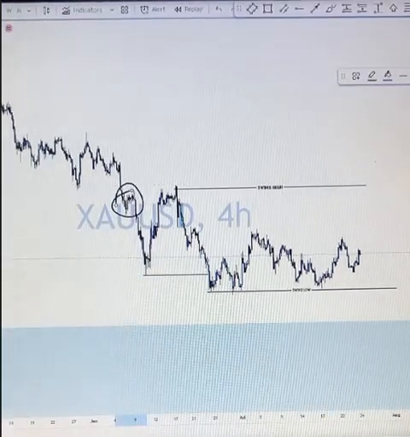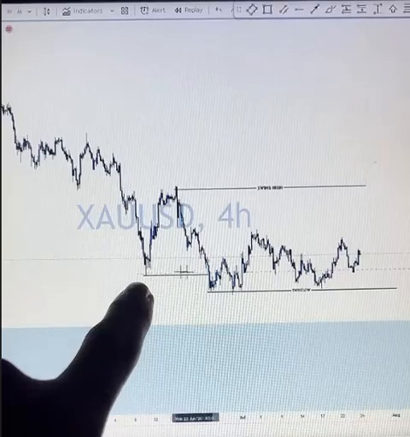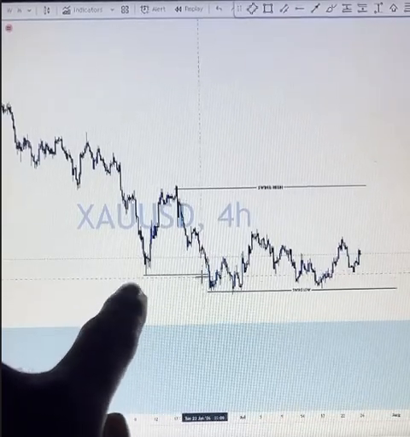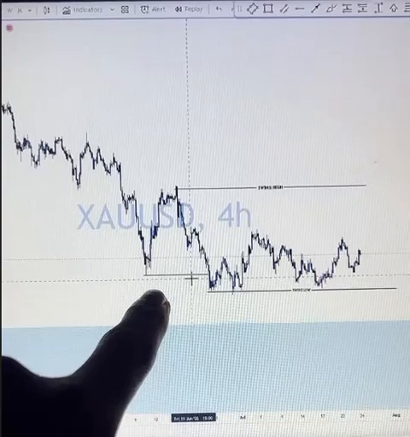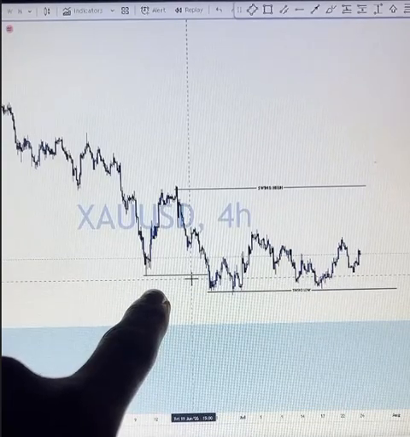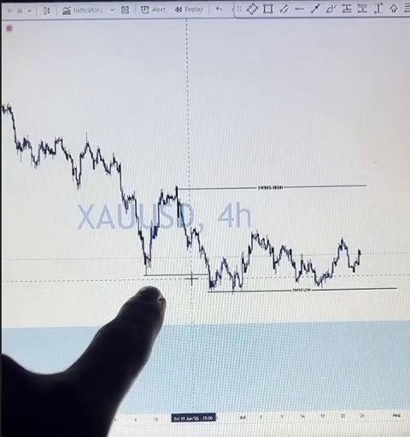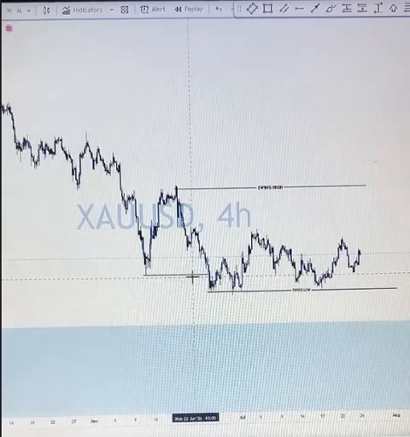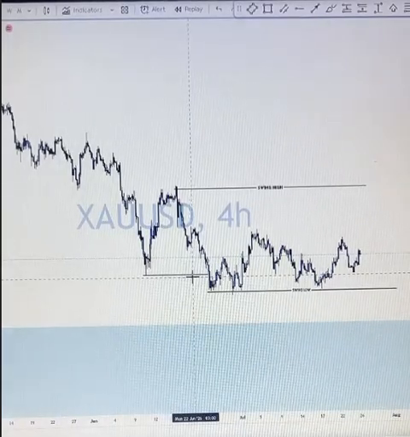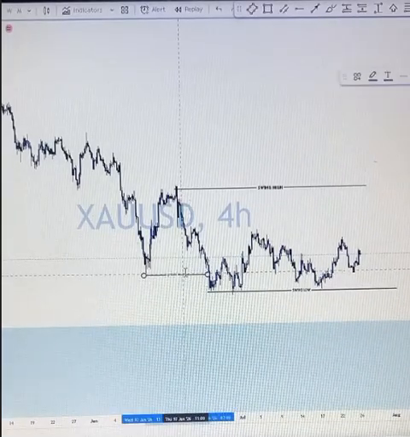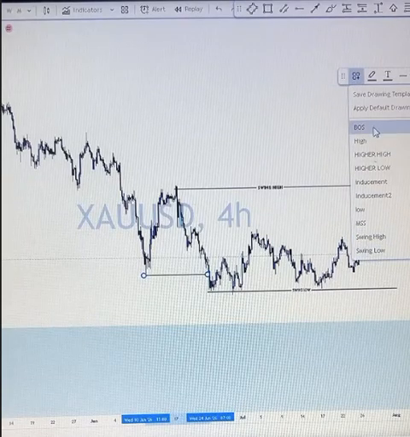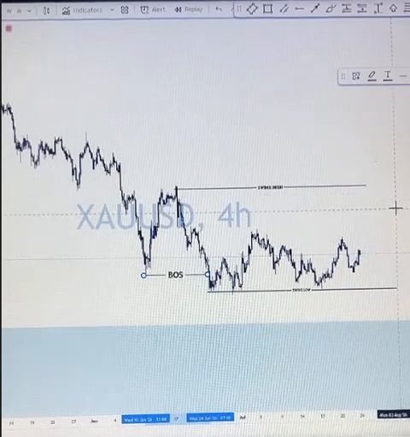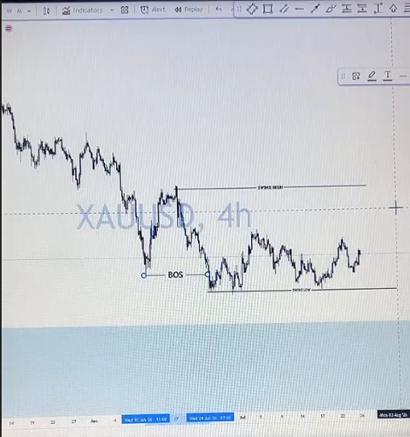So what do we call this breakout here? Anybody? All right, so this breakout here is called break of structure. All right, which is a continuation to the bearish market.